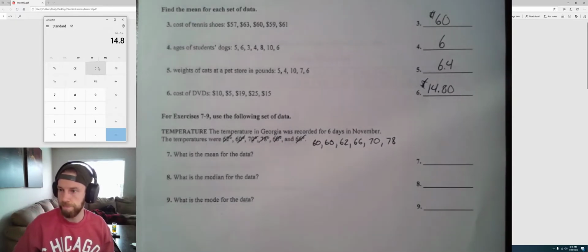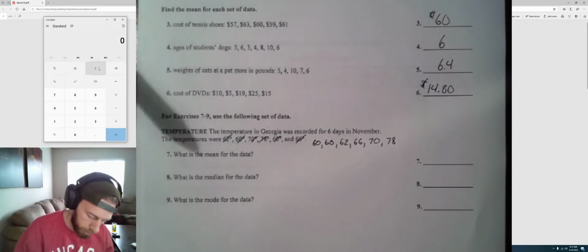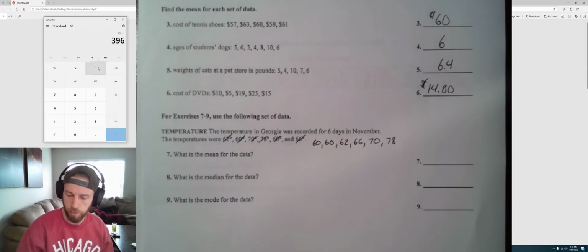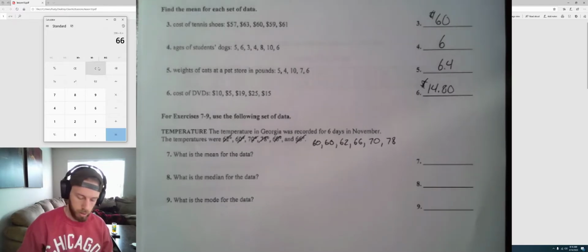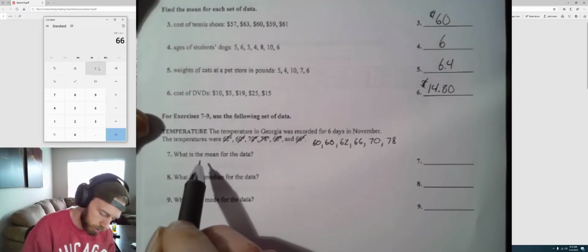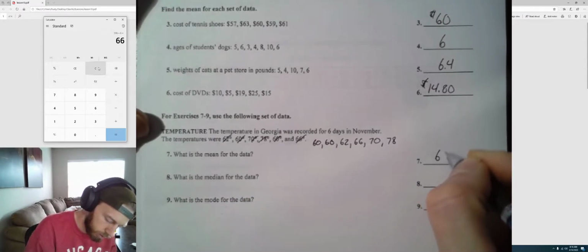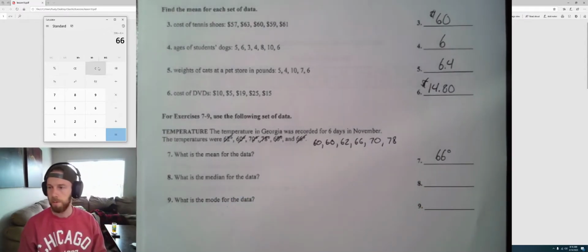Okay, so the mean, we're just going to add all these numbers up and divide by 6. When you add all those up, you get 396. Divide that by 6. Looks like the average temperature for those days in Georgia was 66 degrees.